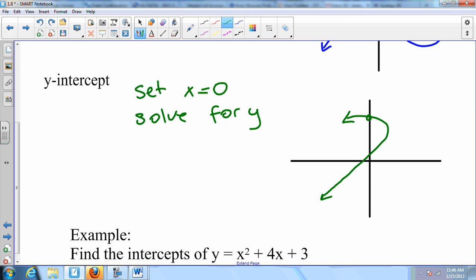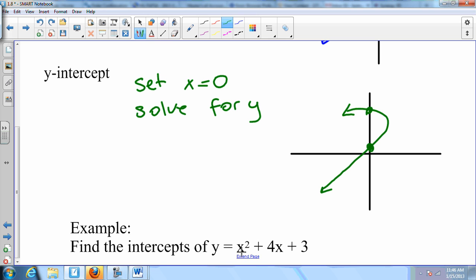On this graph we have 2 y-intercepts. So we want to find the intercepts of y equals x squared plus 4x plus 3.